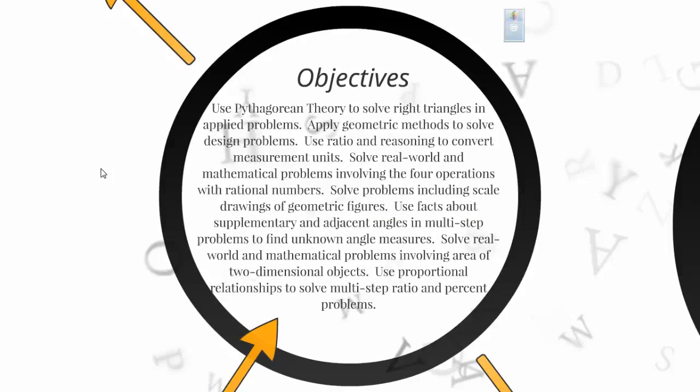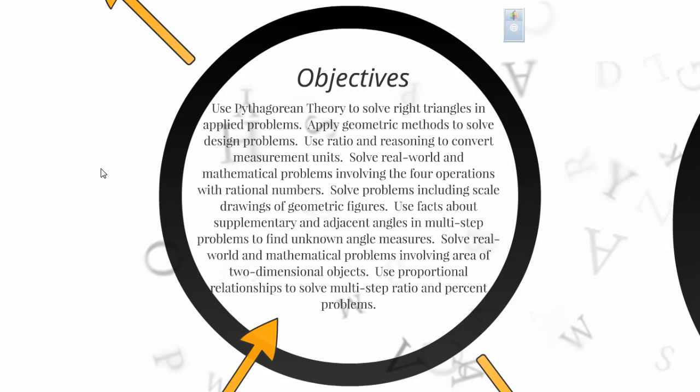Okay, so the objective of this project is that you're going to use the Pythagorean theorem, which we've been studying in class, and other geometry equations and knowledge that you have to solve problems. You're going to use ratios and reasoning to convert units of measurement. And you're doing this all by solving a real world math problem because we're actually doing miniature golf.